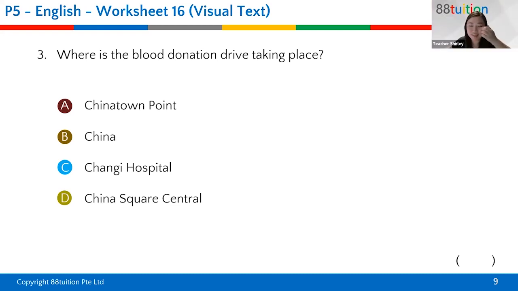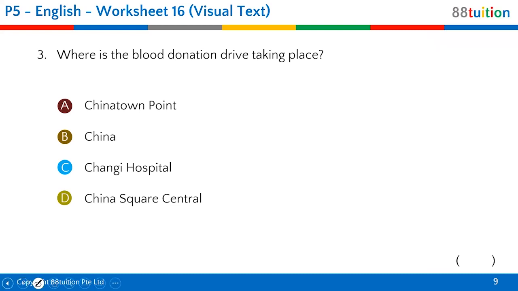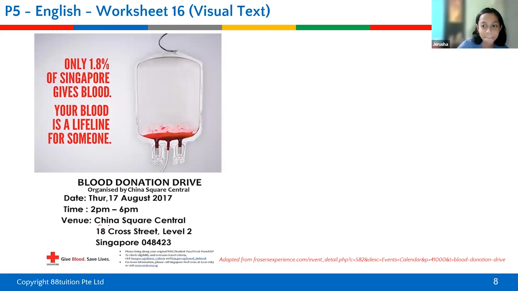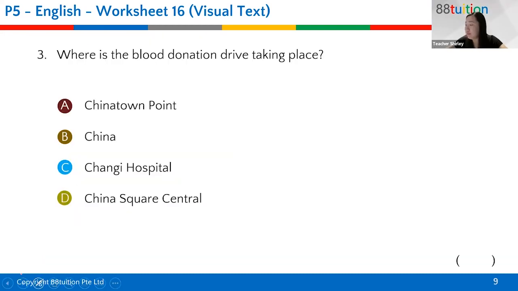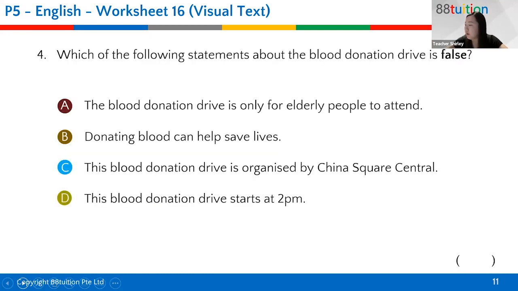Jerusha, question 3. Where is the donation drive held? The China Square Central. Very good. Okay, so the venue is here. Same thing, where questions usually are also literal. You should be able to find the answer in the text. Answer is D. I think nobody got it wrong based on my record. Yeah, everybody got it right.